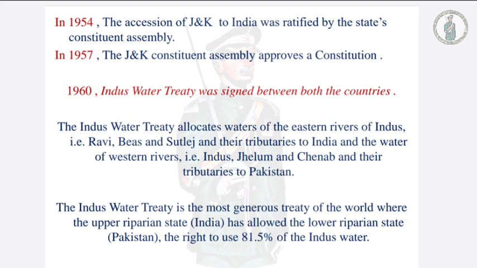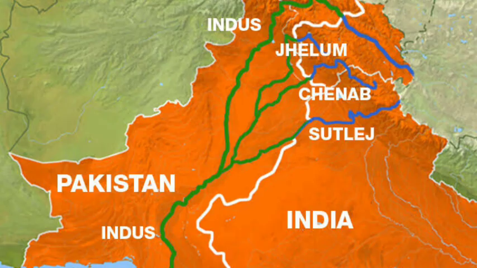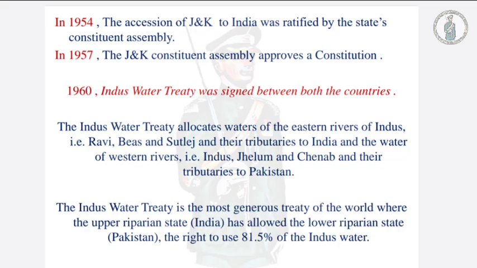Now, in 1960, a major treaty was signed between both countries, known as the Indus Water Treaty, which basically decides how both countries can use the water of the Indus and its tributaries. According to the Indus Water Treaty, India can use the waters of the eastern rivers of the Indus and their tributaries, that is, Ravi, Beas, and Satluj, and the waters of the western rivers, that is, Indus, Jhelum, and Chenab and their tributaries, will be allocated to Pakistan.